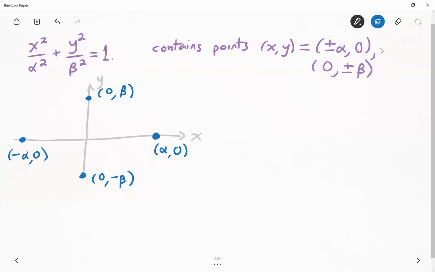And in general, this is the equation of an ellipse. So I'll just draw a smooth curve connecting these 4 points. And so this distance along the x-axis from the center to the rightmost edge is alpha. The distance from the center, or the origin of the ellipse, to the top, that distance is beta. And typically our ellipses will look a little bit more smooth. That's about the best I can draw there. So that's the equation of an ellipse.